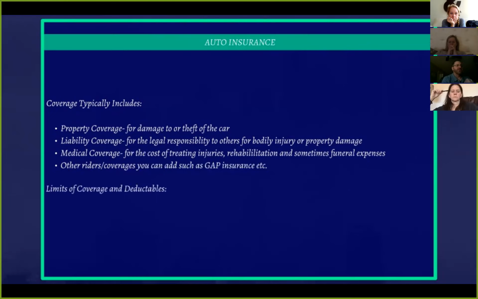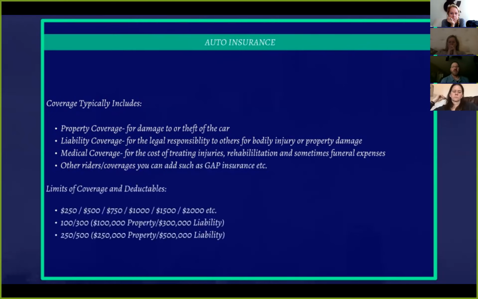Limits of coverage and deductibles. This is something that I would really hone in based on your ultimate net worth and your financial abilities, okay? Because these things are going to affect your premium. So what you'll find in the industry is a lot of agents might say, hey, go ahead and get a $250 deductible. And you only need the bare minimum coverage, which in Arizona is really low, but let's pretend that's $100,000 for property, $300,000 for liability. The challenge you run into is as your net worth grows, your liability limits should also grow accordingly.